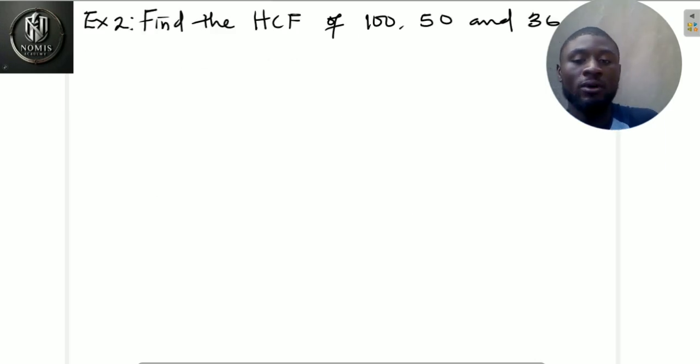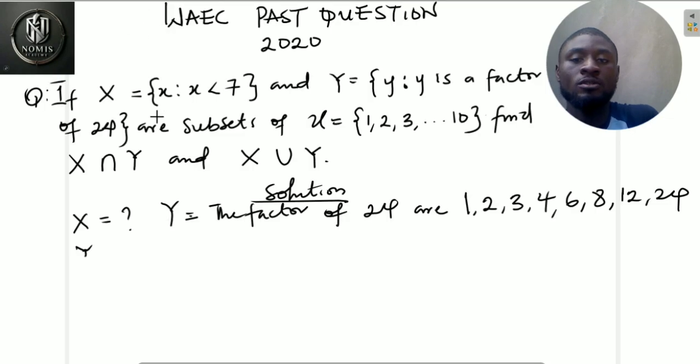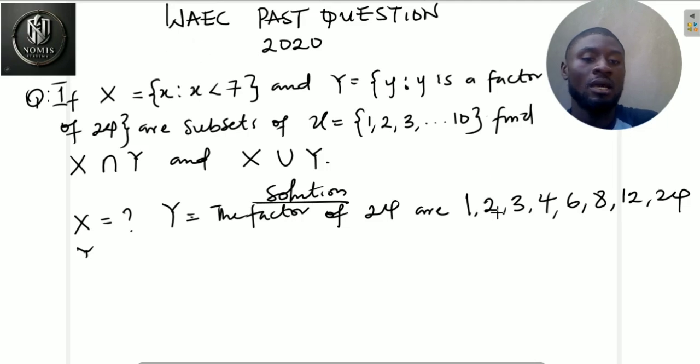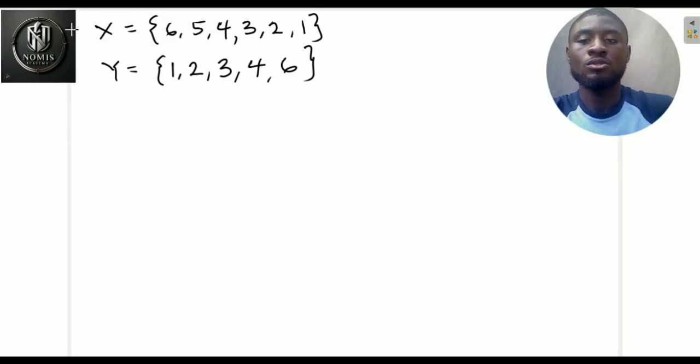Therefore, the elements for X would be, remember that x is less than 7, so it will be 6, 5, 4, 3, 2, and 1. So these are the elements for X. And that of Y, since the factors are 1, 2, 3, 4, 6, 8, 12, and 24, the elements of Y are 1, 2, 3, 4, and 6.